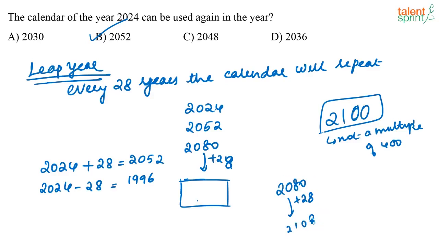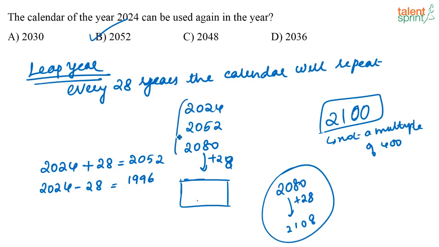2108. Now these 2 years don't have the same calendar. Remember that, so you should not make that mistake. That's why I'm explaining this concept to you. In between, when you're doing this counting, if you have a year which ends with 00 and is not a multiple of 400, then this rule will not apply for such cases. Yes, 2024 and 2080 will have the same calendar.